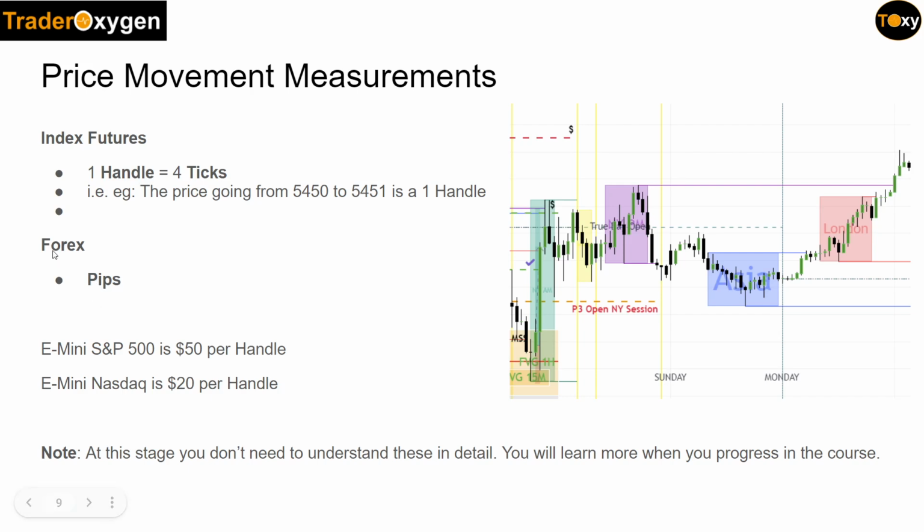In Forex, the movement is measured in pips. Once again, we will show that in depth in future lessons. For now, what you have to understand is an introduction: price movement is measured in units, such as handles or ticks in index futures, and pips in Forex. We will explain this in more detail in the next few lessons. Okay, let's see what's next.